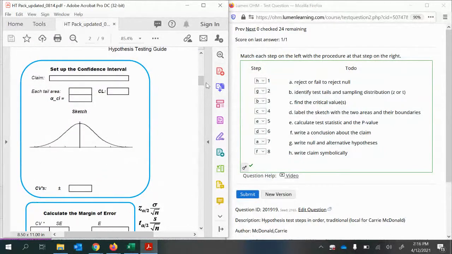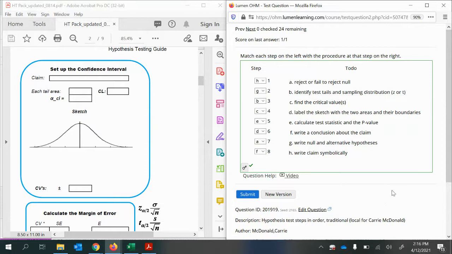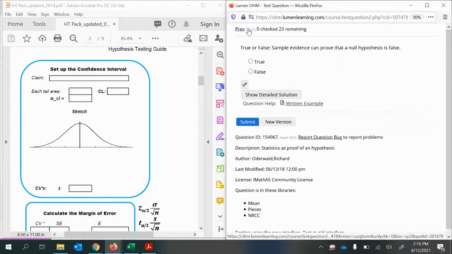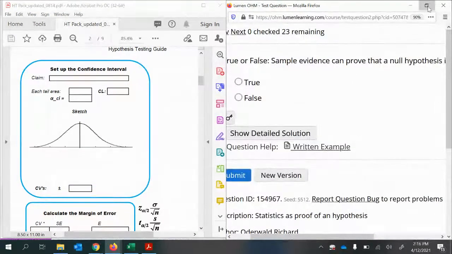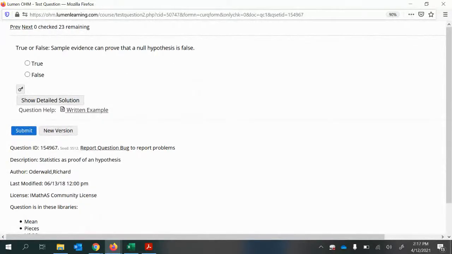Sometimes you may be doing a confidence interval to accompany your hypothesis test. It's just another way of analyzing the sample data to estimate the true population parameter. Sometimes that can strengthen the results of the hypothesis test, or sometimes it'll dispute the results and lead to identifying the need for further research, or identifying reasons why it may not have worked out. Okay, so we'll go on to the next question from there. True or false, sample evidence can prove that a null hypothesis is false?